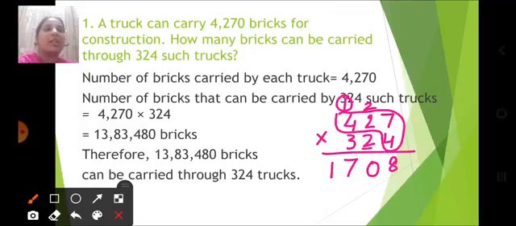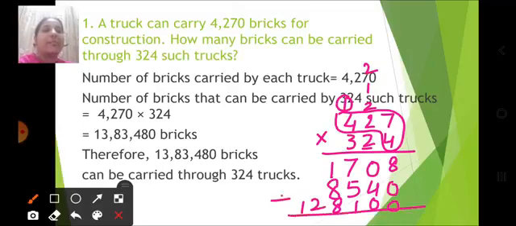Now we'll move to the 2 tens. We'll multiply 427 by 2 tens. So 0 we will write here. Now 7 2s are 14. 1 will be carried over. 2 2s are 4 and 1 is 5, and then 4 2s are 8. Now we'll multiply 427 by 3 hundreds. So 2 zeros we have already written. Now 7 3s are 21. So 1 we will write here. 2 will be carried over. 3 2s are 6 and 2 is 8, and 4 3s are 12.